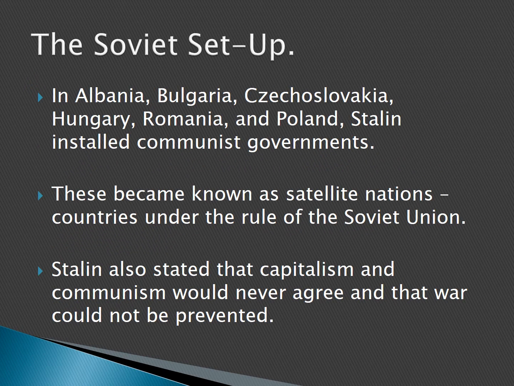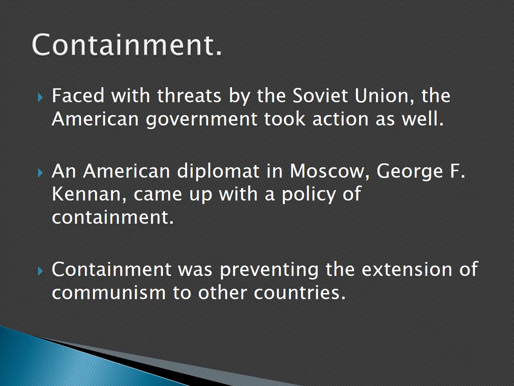So the Soviet setup. In Albania, Bulgaria, Czechoslovakia, Hungary, Romania, and Poland, Stalin installed communist governments. And these are going to become known as satellite nations, or countries under the rule of the Soviet Union. Stalin also stated that capitalism and communism would never agree, and that war could not be prevented between the two. So this is obviously going to upset a lot of the American leaders.